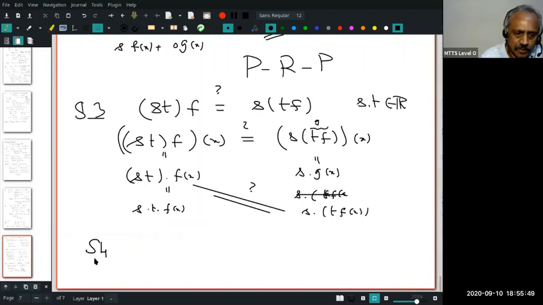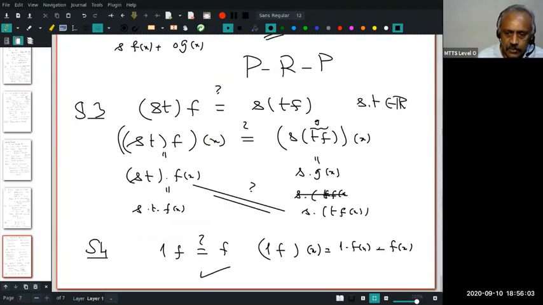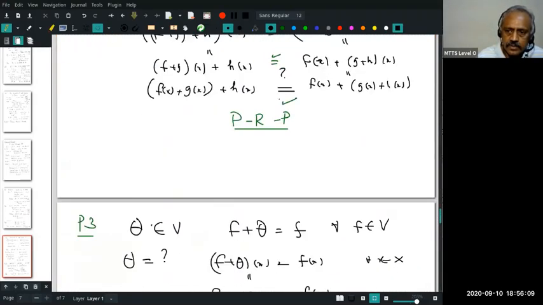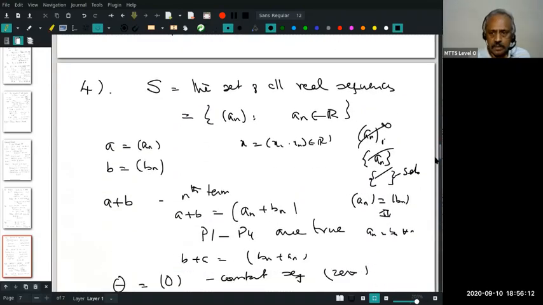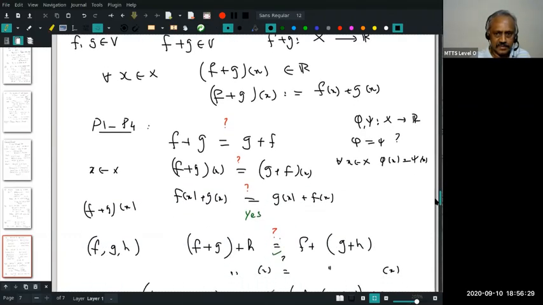The last one, S4. That is very easy. 1 dot f equals f. (1 dot f) at x, by definition, is 1 into f(x). But it is the same as f(x). And this is also the same as f(x). Therefore, this is also true. So what have we shown now? We have shown that the set of all functions from a non-empty set X to R is a vector space over R. We have defined addition, we also defined scalar multiplication, and we have shown that it is a vector space.